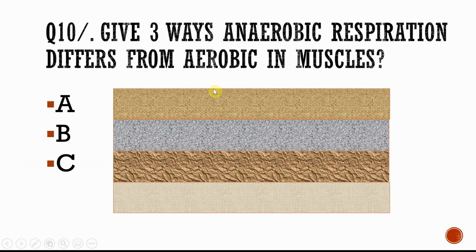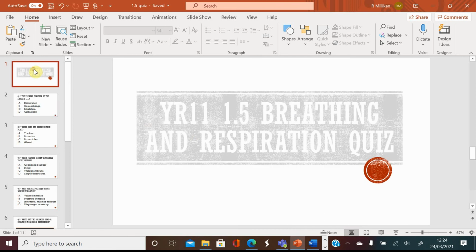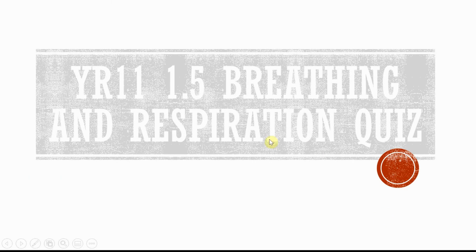And then 10, lastly, give 3 ways anaerobic respiration differs from aerobic in muscles. So 3 differences. And you can call them A, B, C and write them down. So you can pause it here and go back and have a little look. What we're going to do is I'm going to go back to the start and we're going to go through this, and we'll highlight a few things.